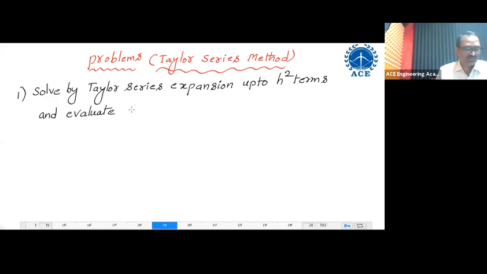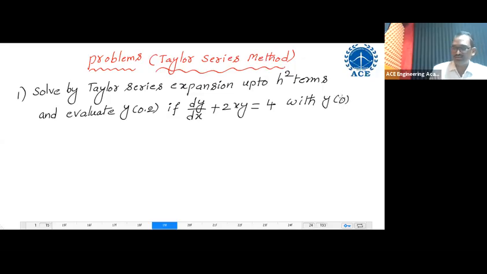And evaluate y of 0.2 if dy by dx plus 2xy is equal to 4 with y of 0 is equal to 0.2.